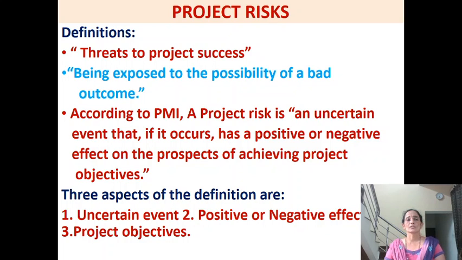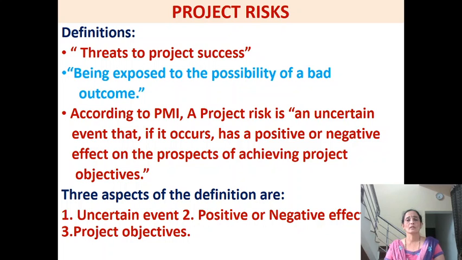So the term project risk is defined like this. Project risk means threats to project success or being exposed to the possibility of a bad outcome, or according to the Project Management Institute, a project risk is an uncertain event that if it occurs has a positive or negative effect on the prospects of achieving project objectives. Project risk means an uncertain event. There is no certainty anywhere.